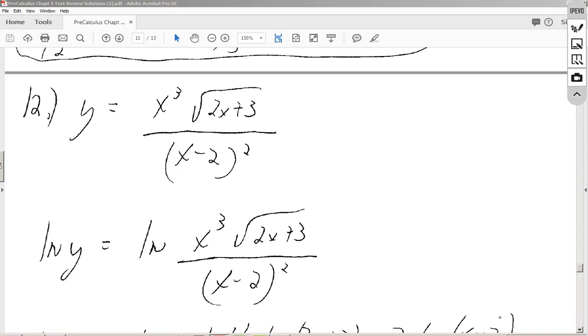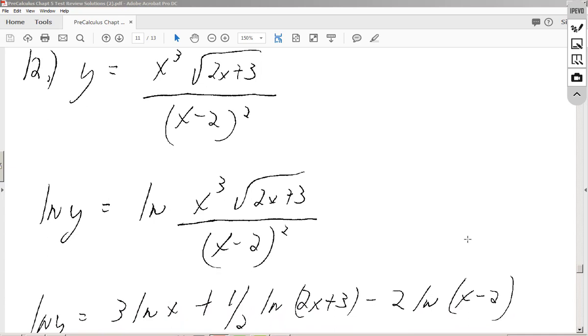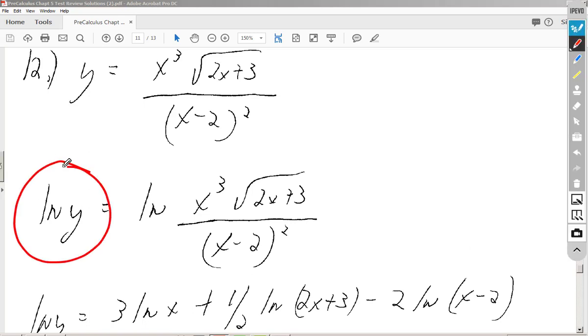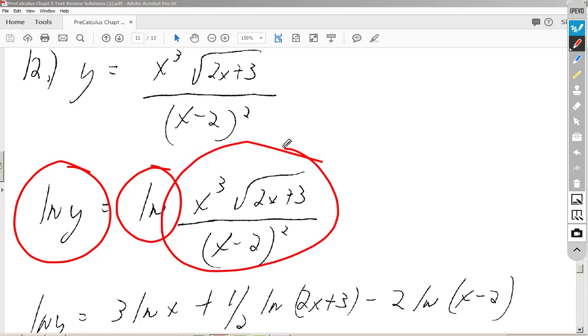Now number 12, I've got y equals x cubed times the square root of 2x plus 3, all over x minus 2 squared. It says to use logarithmic differentiation to find the derivative. So to use logarithmic differentiation, I'm going to take the ln of both sides. Now that I've taken the ln of both sides, I can use my algebra to expand out this equation here.